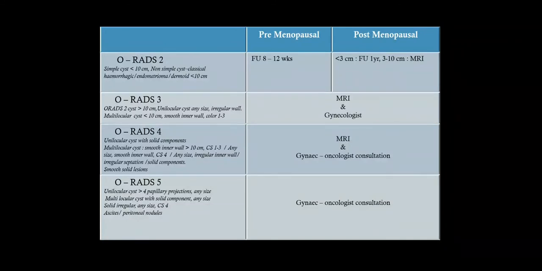In O-RADS 3, that is the O-RADS 2 cysts, all the cysts that we have described in O-RADS 2, which were greater than 10 centimeters, a unilocular cyst of any size having irregular wall, a multilocular cyst which was less than 10 centimeters, having a smooth inner wall, and color scoring of 1 to 3. All of these fall under O-RADS 3 and would need an additional MRI or would have to meet a gynecologist for further evaluation, for further workup.